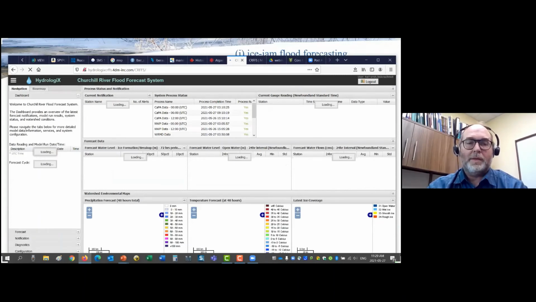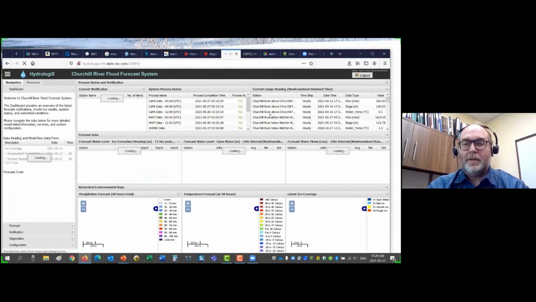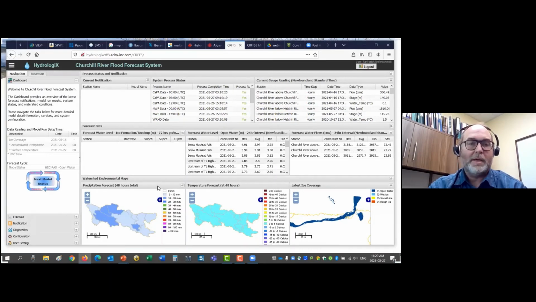So it's all automated. Everything's loading right now. I just logged in. We have all our gauges, readings, all the data feeds are automated as well, and also forecasts. Now, we don't have ice on the Churchill River right now, so this is in real time. It's only an open water modulus, so it's using HEC-RAS open water to do the forecasts, the backwater level forecasts.